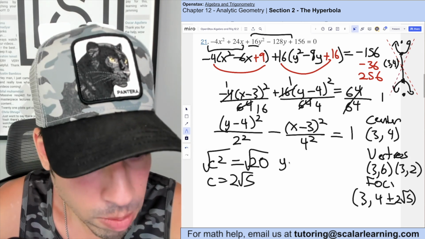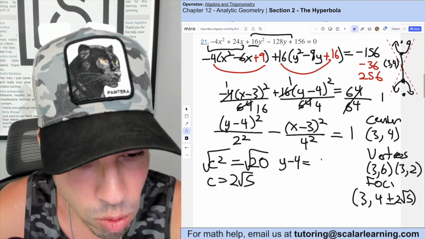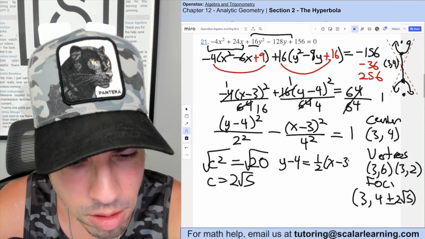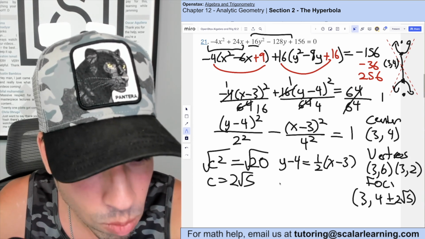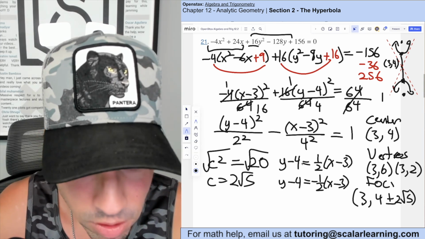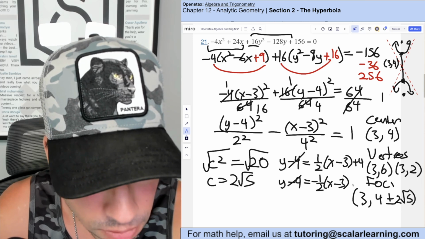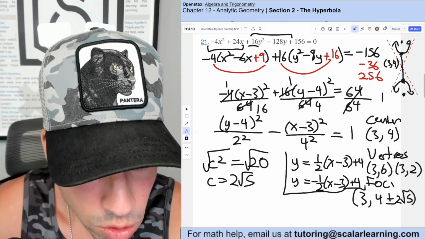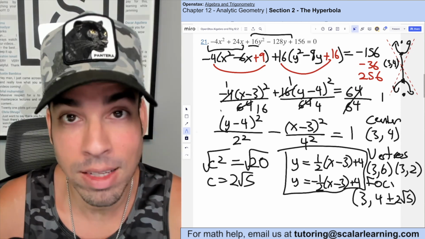So using point slope, I have y minus 4 is equal to the slope, which is 2 over 4, which will be 1/2 times x minus 3. Okay, and then for the other asymptote, we just negate that 1/2. And all they did in the answers to modify this is they added the 4 to this side. But it's the exact same thing. So here are the final equations for the asymptotes, center, vertices, and foci. That's how you do it.